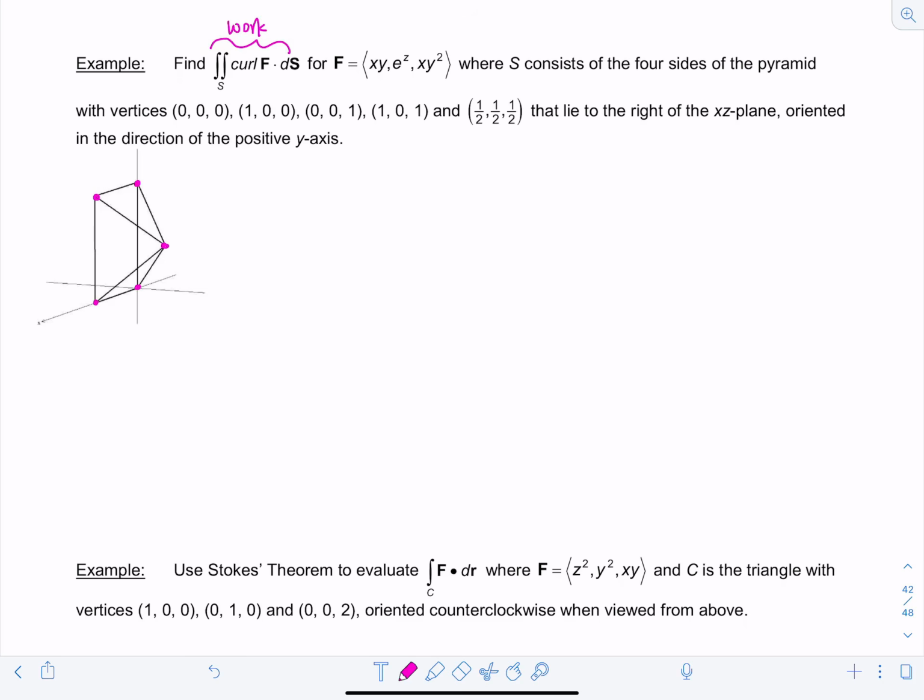Okay, so let's think here about how we would set up the problem, and then I'll show you a little way out of it. So they told me S consists of the four sides of the pyramid, so it's open in the back. If you were to compute this directly, you would have to do 4 surface integrals.